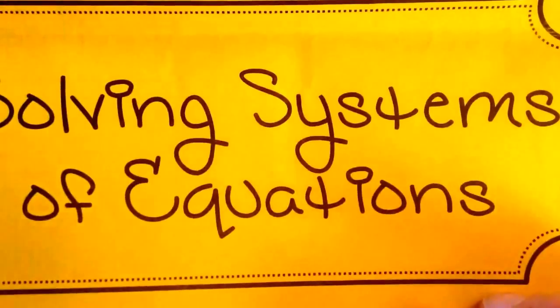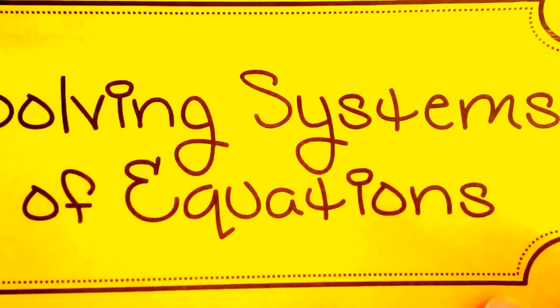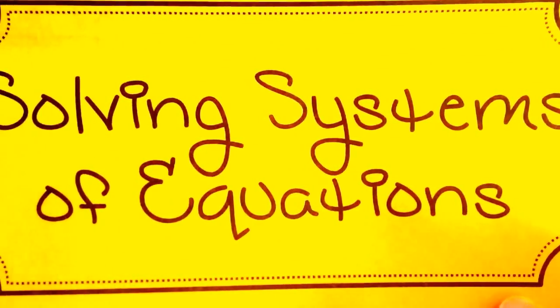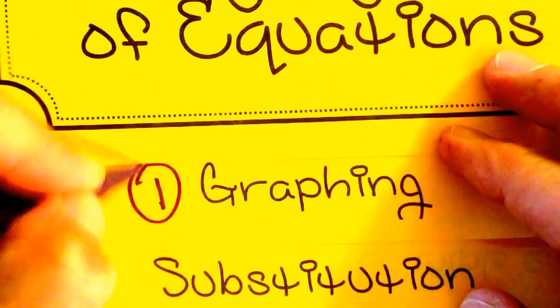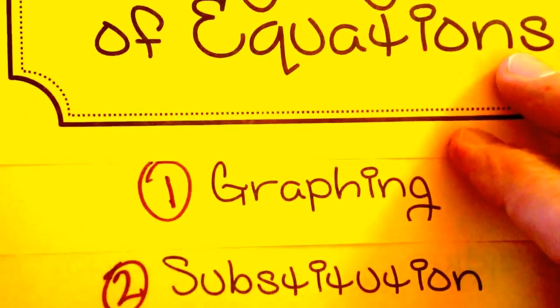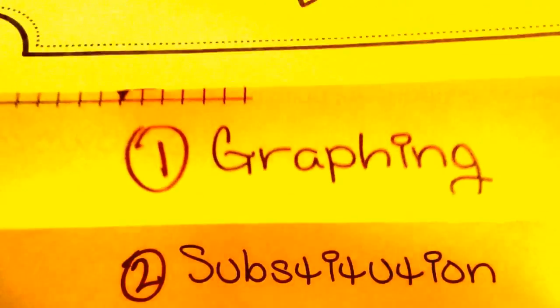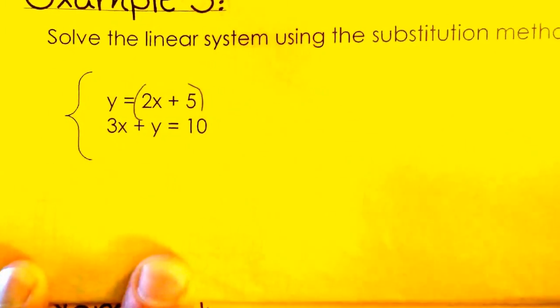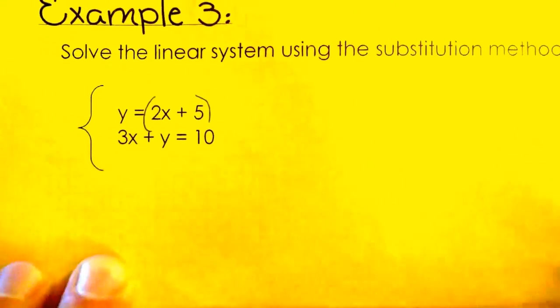Okay, we're going to take a look at our solving systems of linear equations foldable. We've already gone through method 1, graphing. Today we're going to look at substitution, the substitution method. So if you could flip and get your foldable folded so we have a space to work. And let's look at example 3.